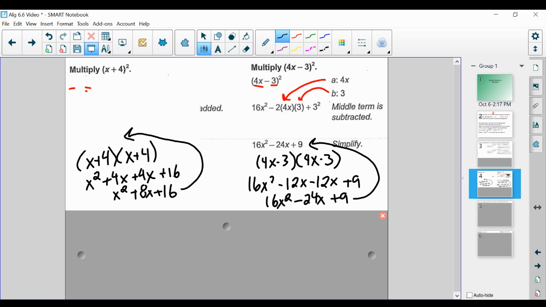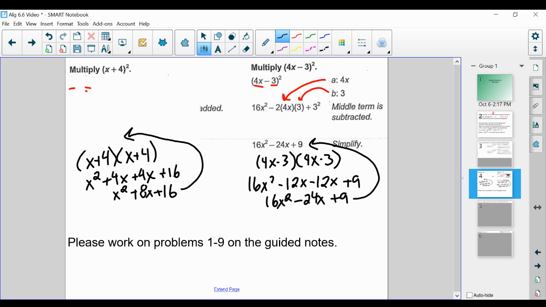So we're talking about being a little bit more efficient. If by the end of today and we really start to practice with it, it doesn't click, it's okay, because we are going to be able to still use the foiling method. Awesome. Great job so far. With this, please work on problems 1 through 9 on the guided notes and resume when you're ready to move on.